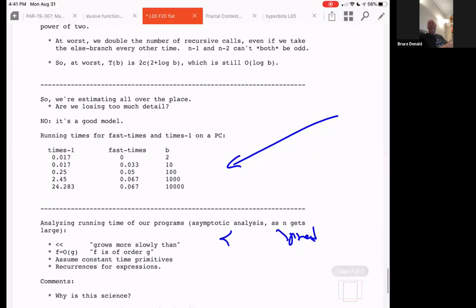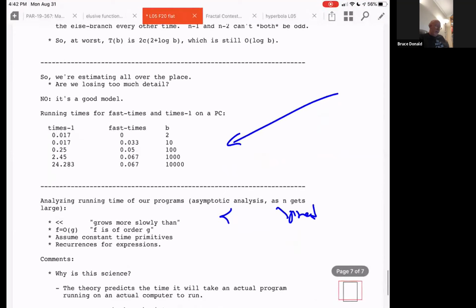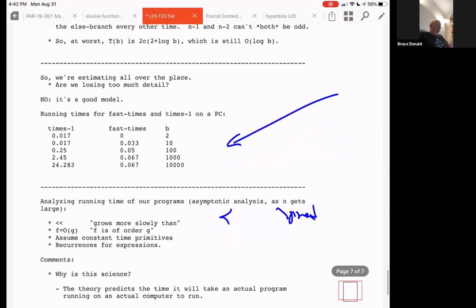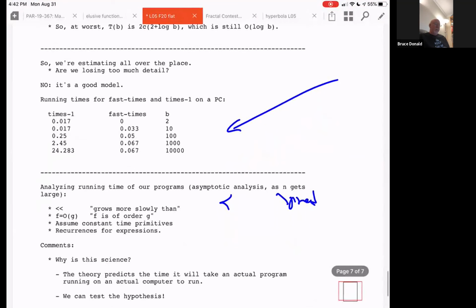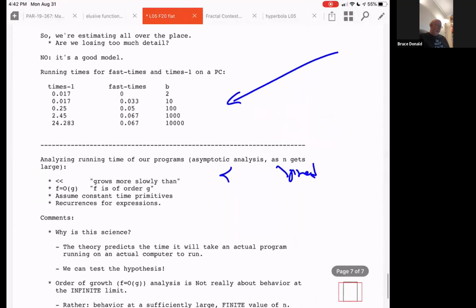So I said computer science wasn't science to get you interested, but I actually think this is science. Science is about making predictions and having hypotheses. And our theory here predicts the time it will take an actual program to run on an actual computer. And that prediction is independent of the actual computer you use, right? It's pretty interesting. And you can test the hypothesis by actually running this.